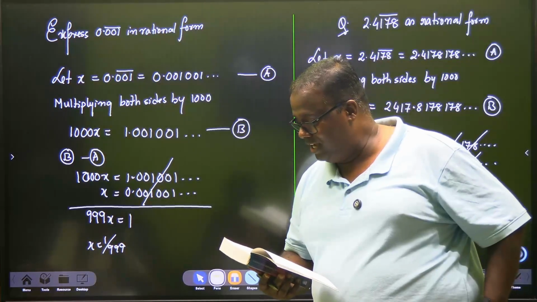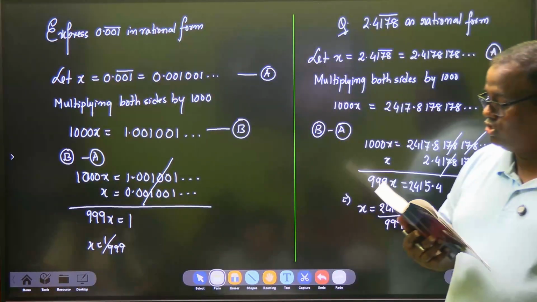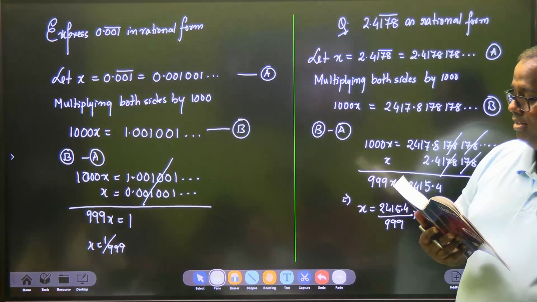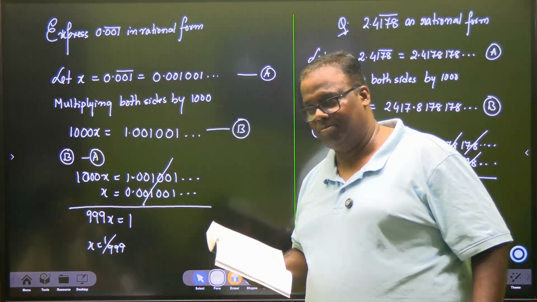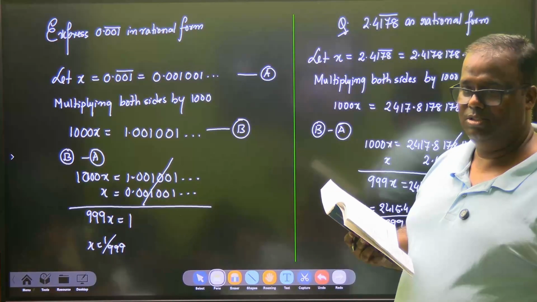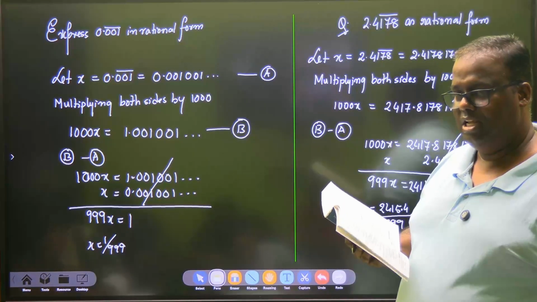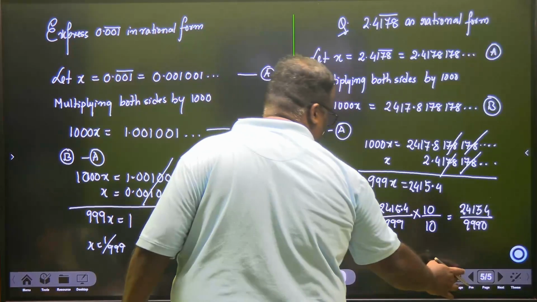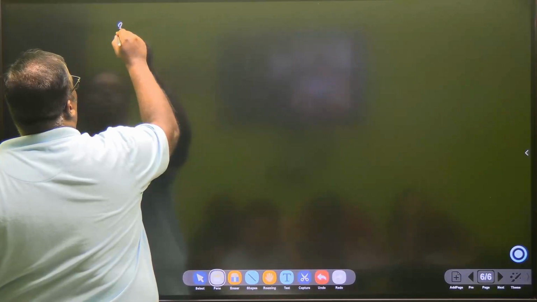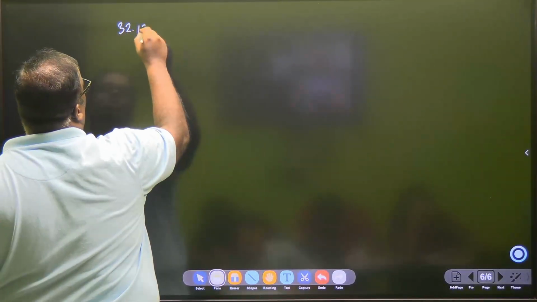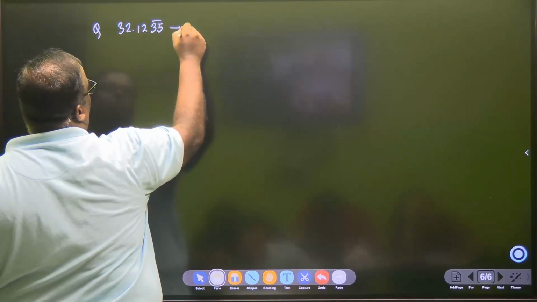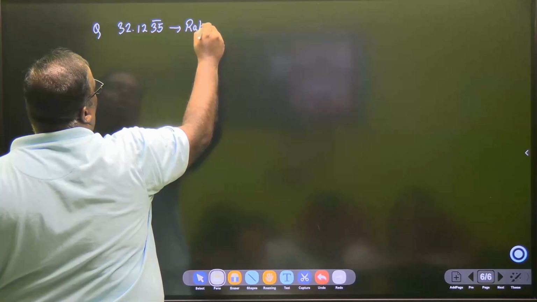Do you want one more problem? Okay, this is dangerous. Our next problem is 32.1235, and the bar is on 35. This has to be converted into rational form.